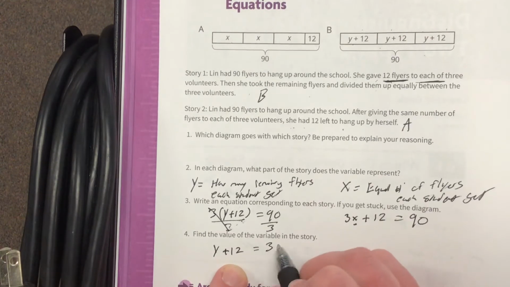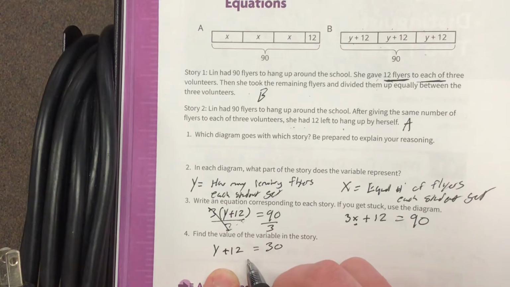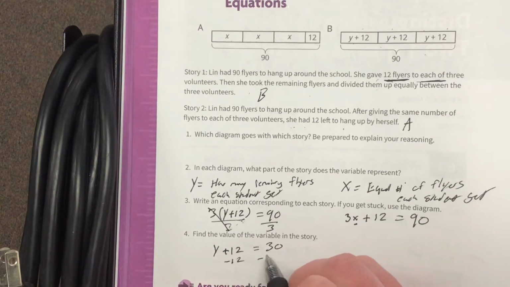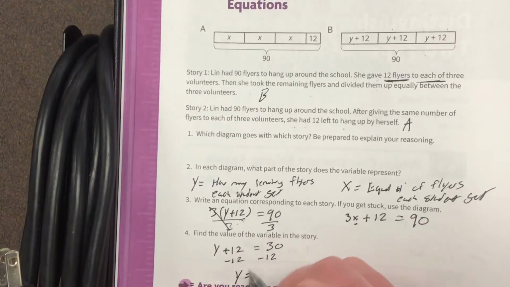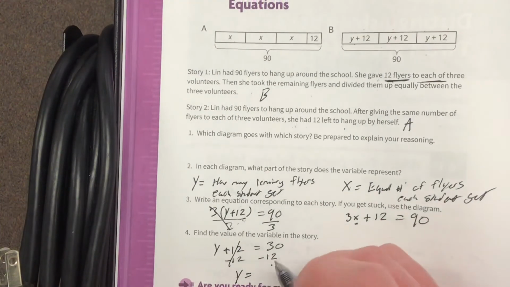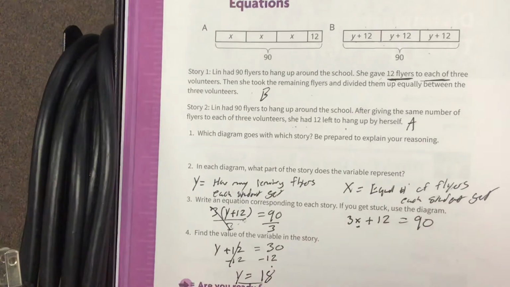30. Next. Colin? 30 minus both sides minus 12, right? Make sure we say both sides there, because we got to get those to cancel out. And then 30 minus 12, Brooklyn? 18. So y equals 18.